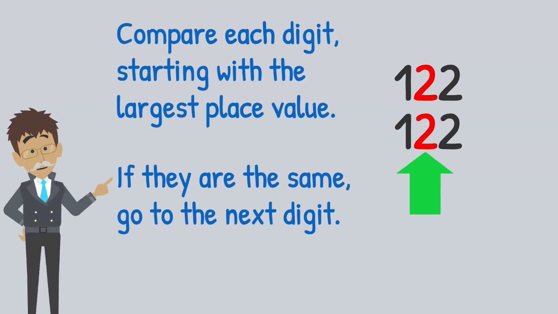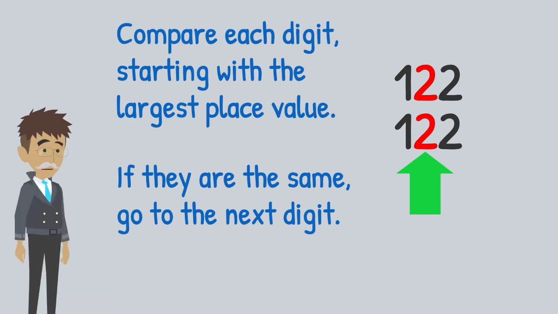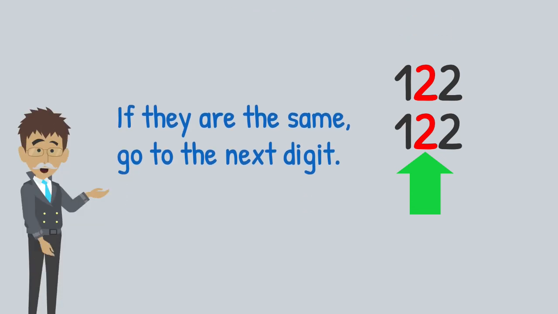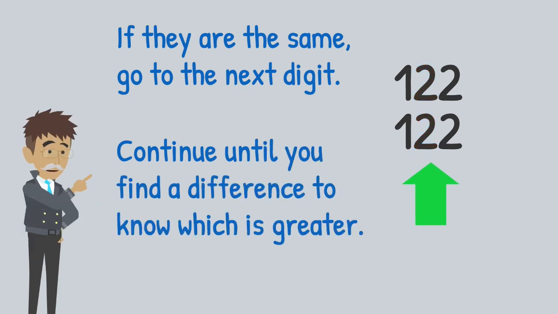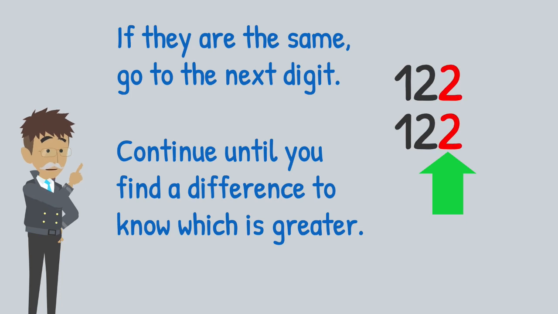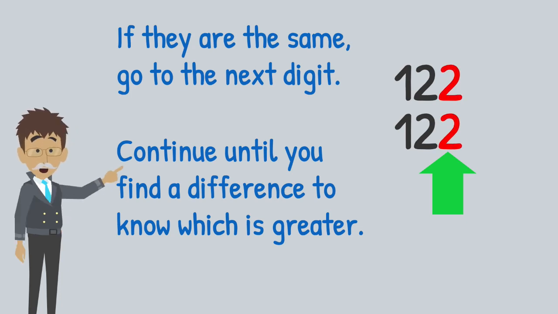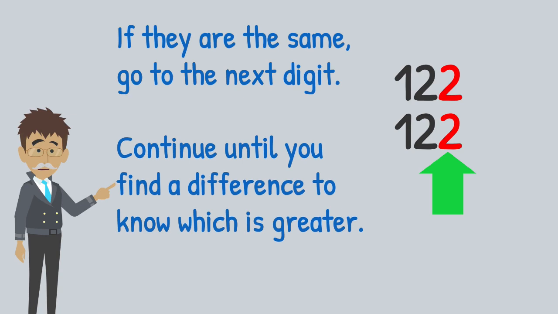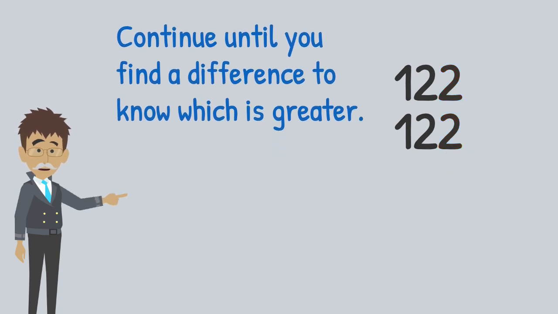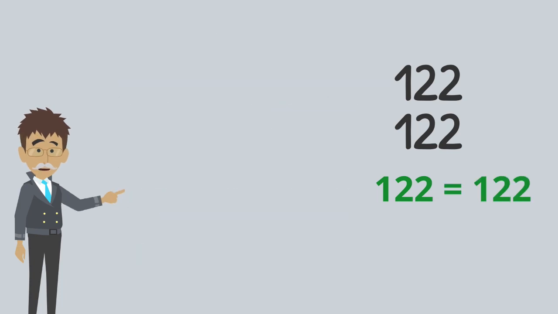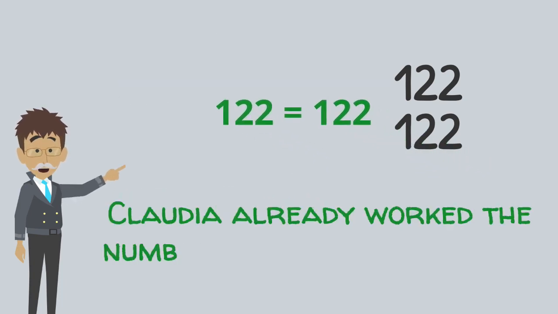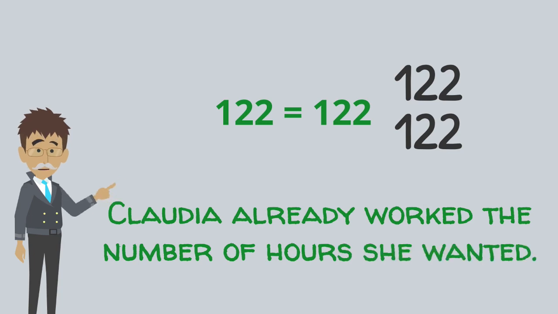Both numbers have the digit 2 in their tens position. 2 is the same as 2. Like before, we cannot determine which is greater because the values are the same. We move to the ones position to repeat the process. Both numbers have the digit 2 in the ones position. Since we have no more positions to compare and all of the digits in both numbers are the same, the numbers must be equal. We write this as 122 equals 122. This means Claudia has worked the number of hours she wanted to.